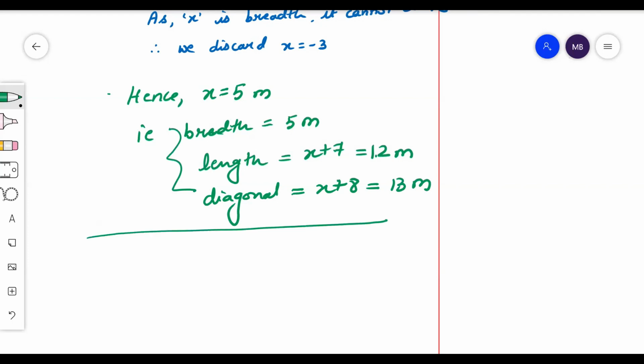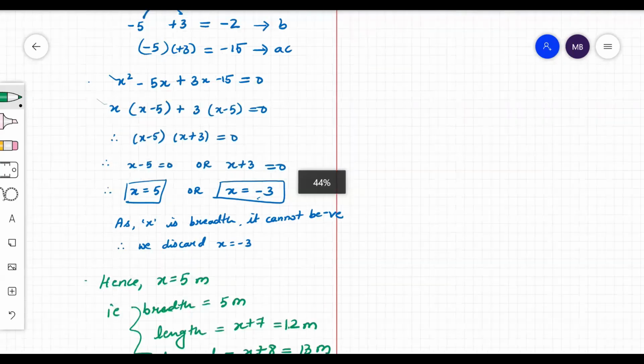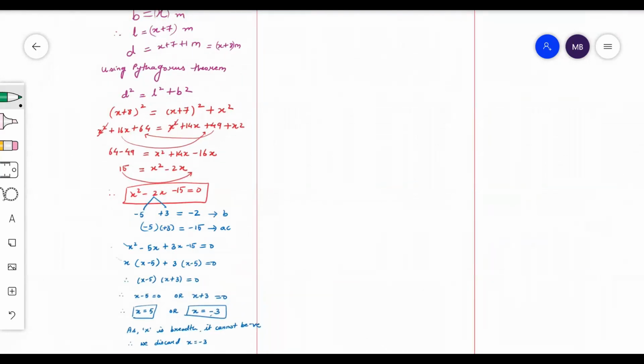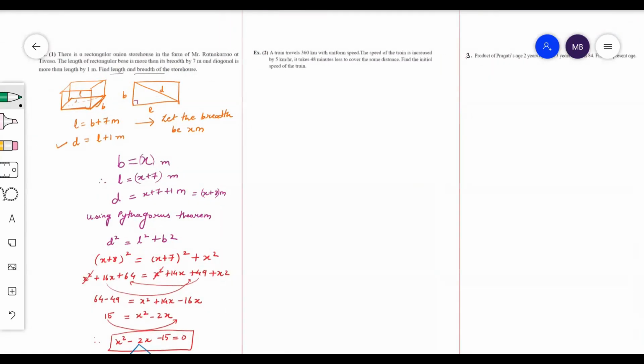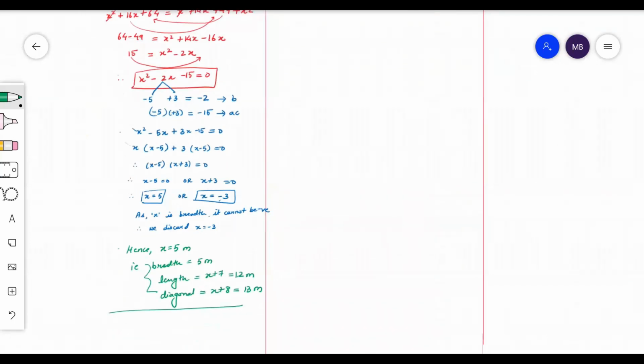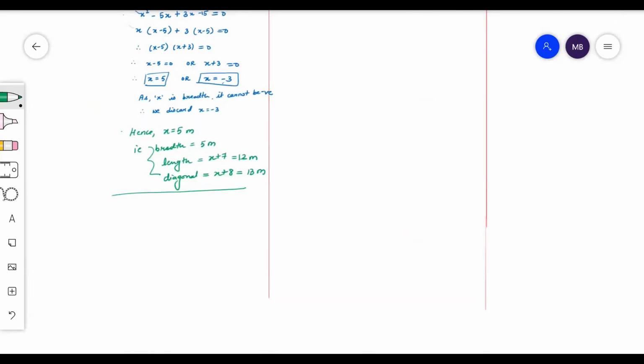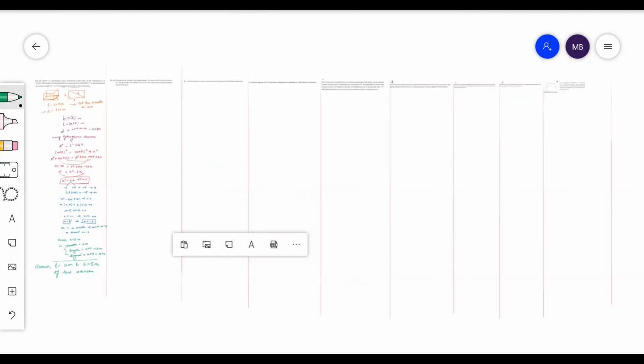You will get half mark on the last statement. Whatever is asked in the question, you should sum up your answer in that way. In the question it is find the length and breadth of the storehouse. Hence the length and breadth of the storehouse is, hence length is equal to 12 meters and breadth is equal to 5 meters of the storehouse. Understood?